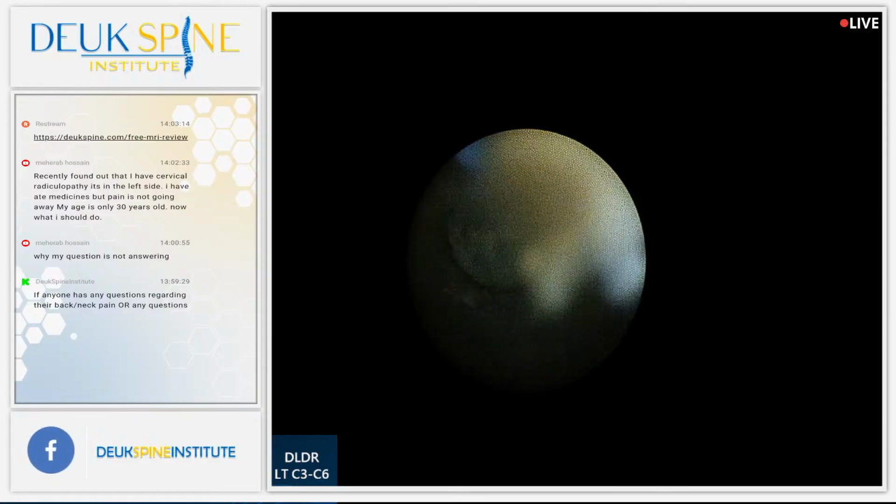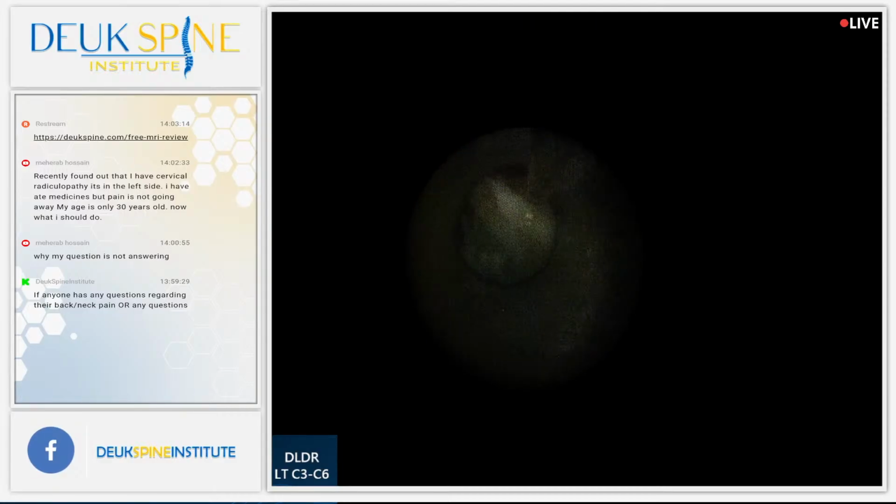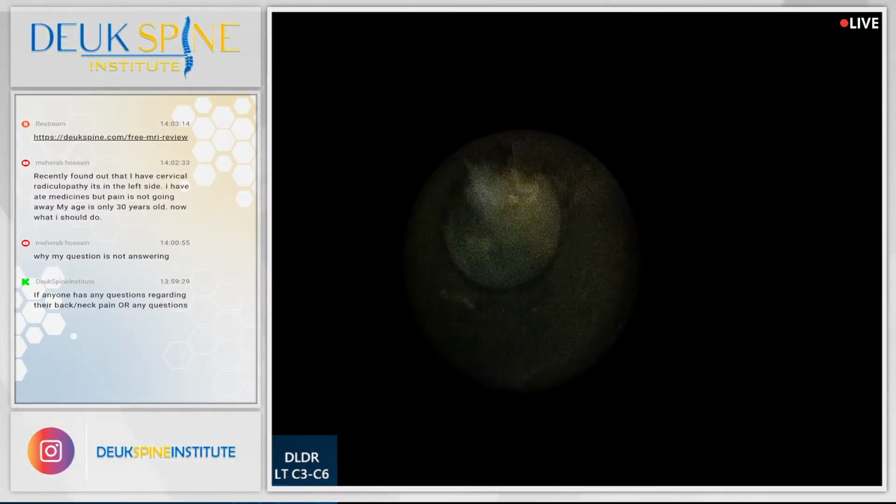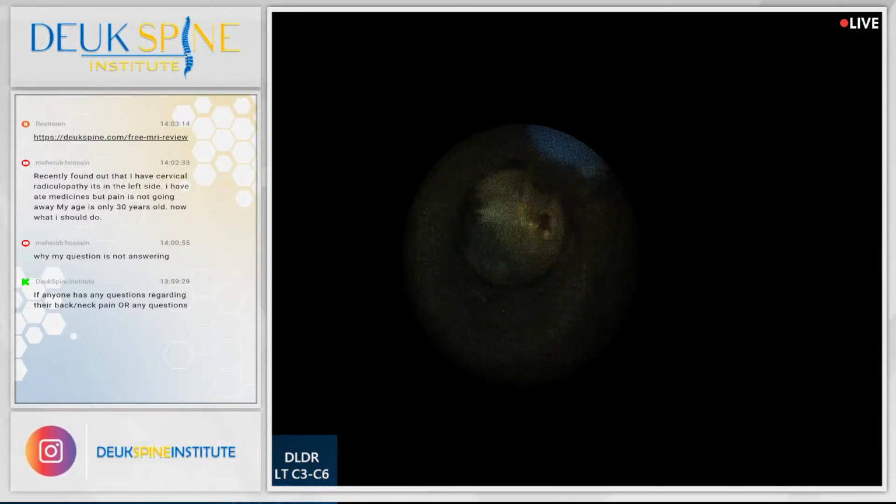The other option might be a fusion. Fusions can work quite well if they're done properly. The only problem is they have very bad side effects that are permanent, and you don't want a permanent side effect from a fusion.